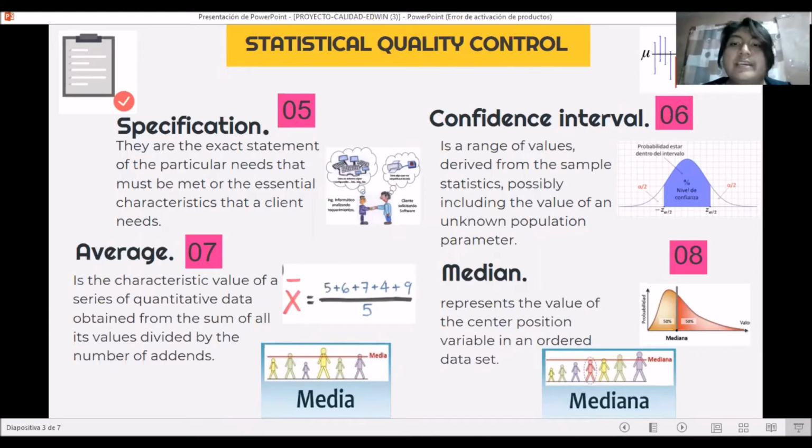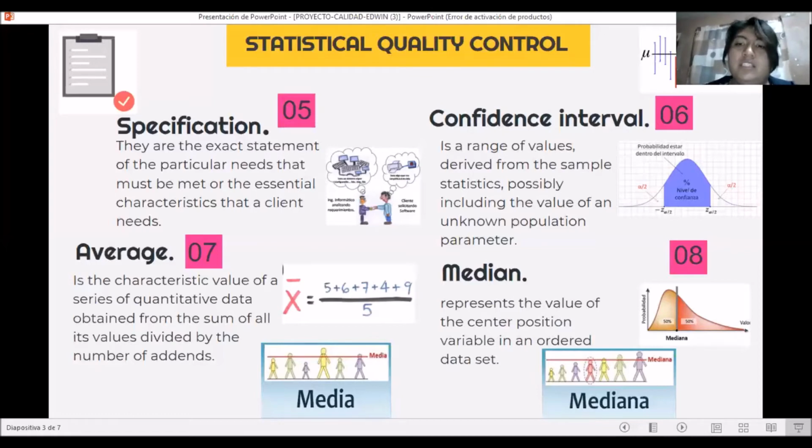The number 6 talks about the confidence interval. It is a range of values derived from the sample statistics, possibly including the value of an unknown population parameter. For example, how good is a cell phone?